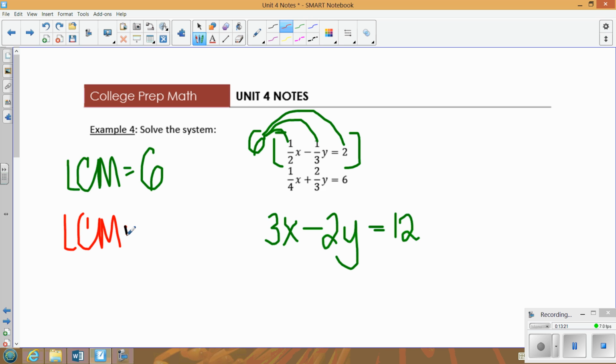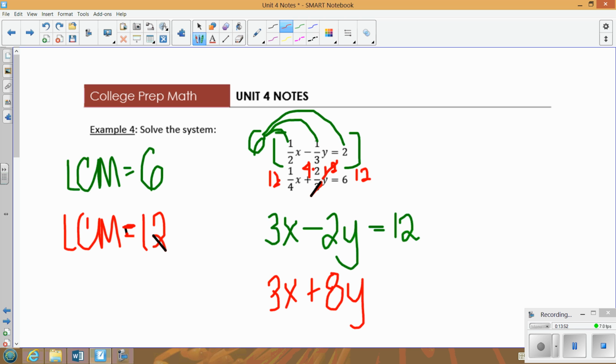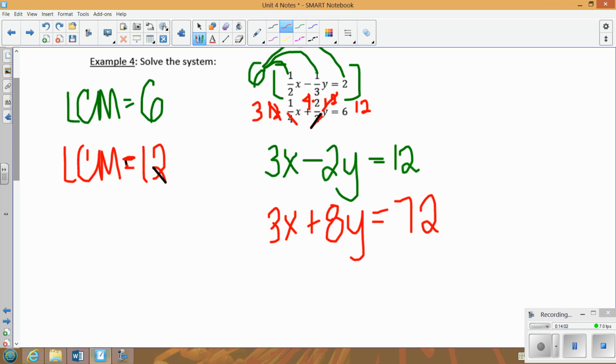So for the second equation, look at the denominators. We have 3 and 4, so that means 12 is going to be my least common multiple. So I'm going to multiply each piece by 12. So here I'm going to have a 3x. Then I have my 3 and my 12. When I divide 12 by 3, I get 4. So it's 4 times 2, which gives me 8, so plus 8y. And then equals 72, which is 12 times 6. Remember, I got that by dividing. So now I have my new system.